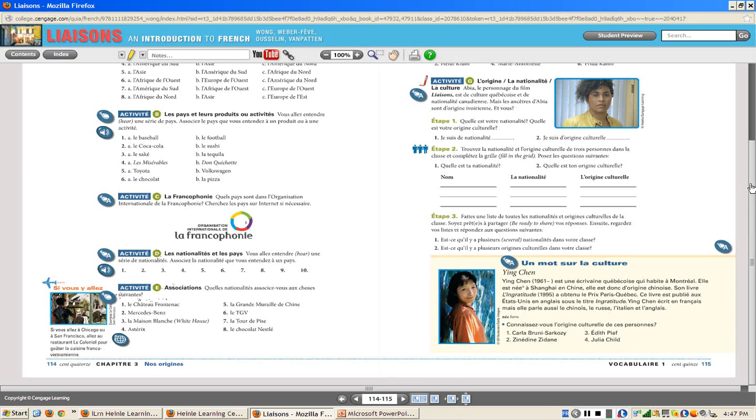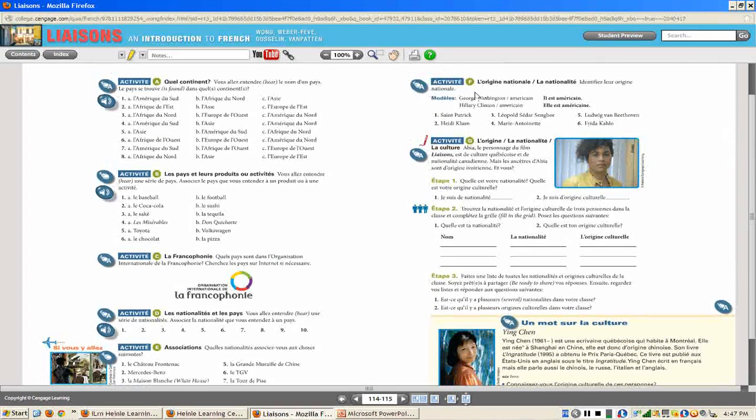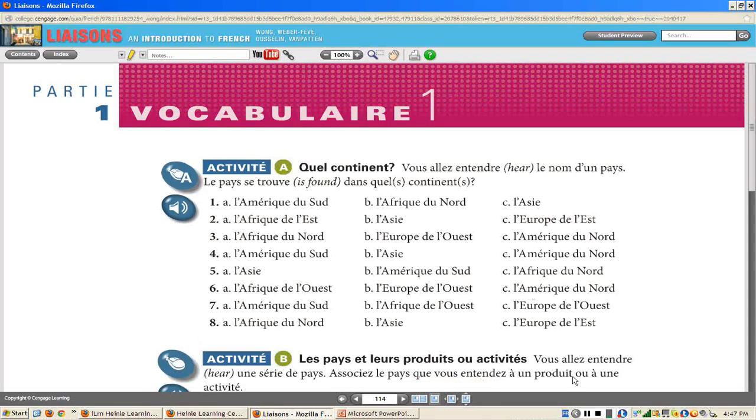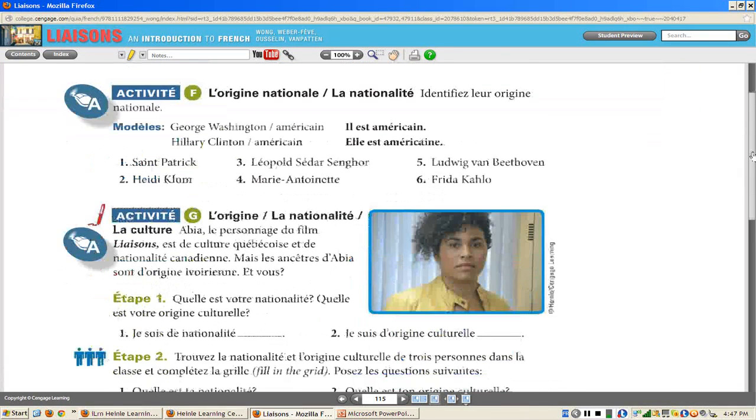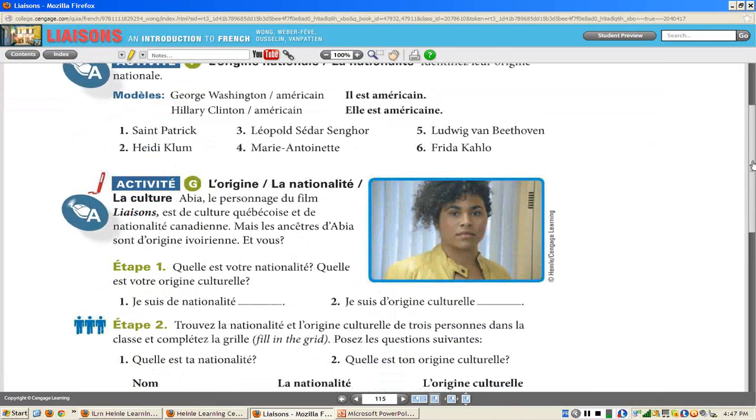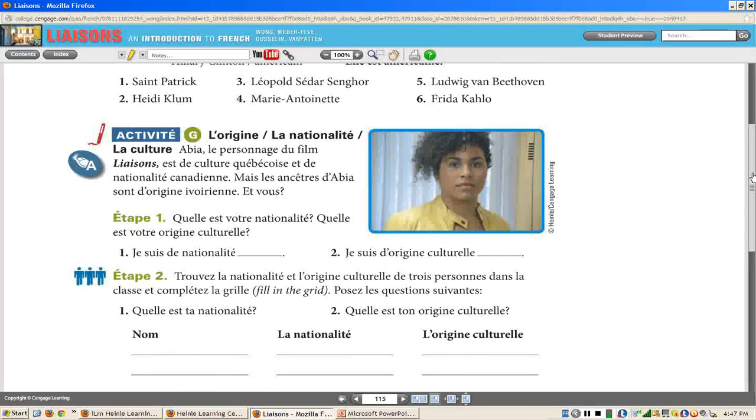You have some very interesting exercises here that we've seen, where there's the difference between l'origine nationale and later l'origine culturelle. There's one activity about Abia, who you've seen in the movie with Claire. Oops, next page. Alors, Abia, le personnage du film Liaison, est de culture québécoise et de nationalité canadienne. Mais les ancêtres d'Abia sont d'origine ivoirienne.